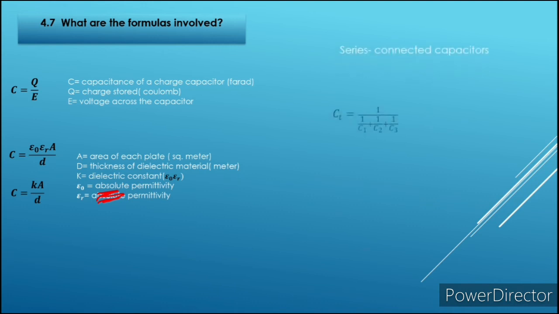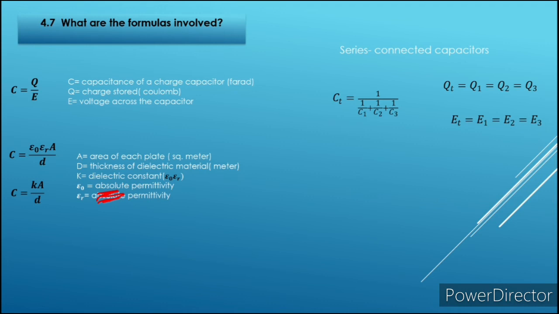And you also have formulas for series-connected capacitors. For the total capacitance, 1 over C total is equal to 1 over C1 plus 1 over C2 plus 1 over C3. For the total charge, it is equal to charge 1, charge 2, charge 3; they are equal. And for the voltage, it is similar to the charge: the voltages E1, E2, and E3 are equal.